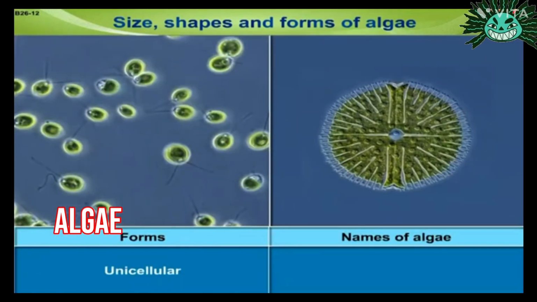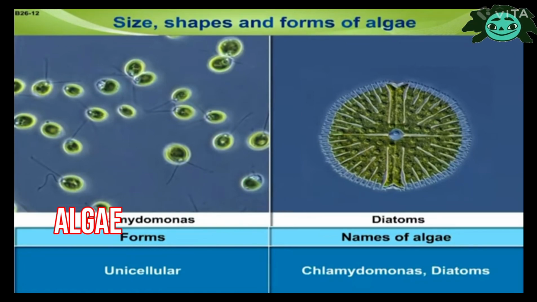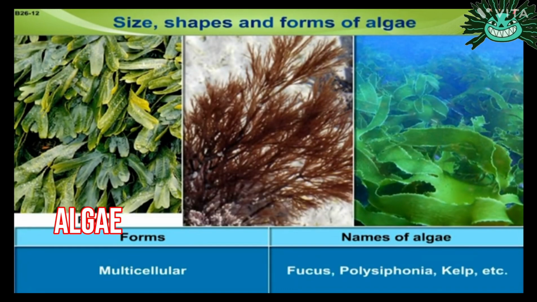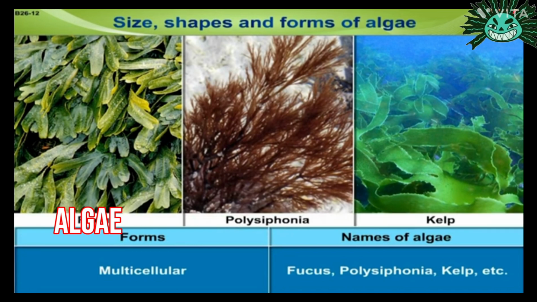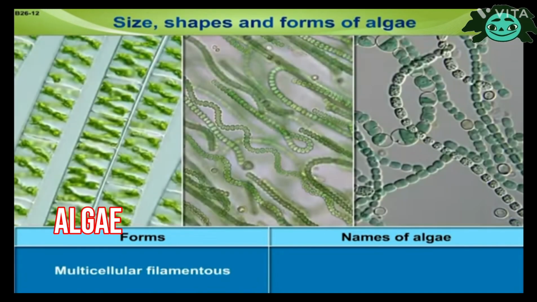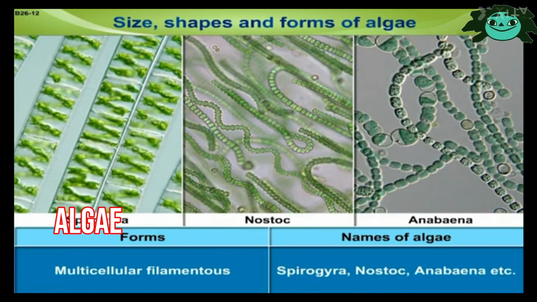Unicellular algae like Chlamydomonas, diatoms. Multicellular algae like Fucus, Polysiphonia, kelp, etc. Colonial algae like Volvox. Multicellular filamentous algae like Spirogyra, Nostoc, Anabaena, etc.